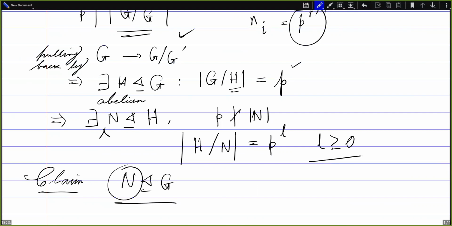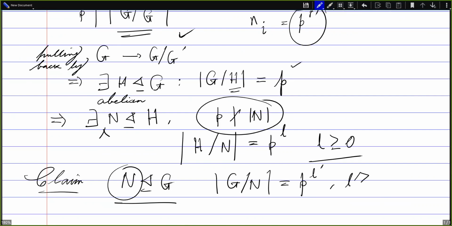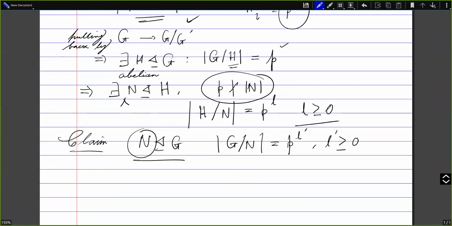So N is abelian, and we already have this. So we just have to now show that this is also some P to the power L prime for some L prime that are equal to 0. Okay. So we have to establish these two things.